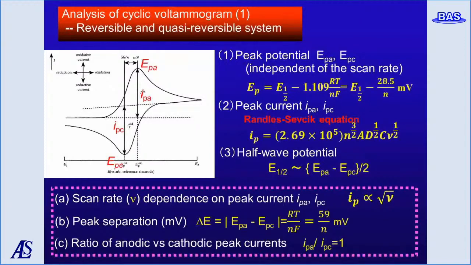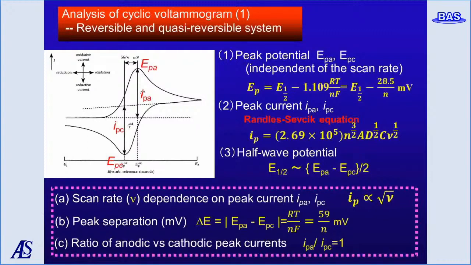Peak current is obtained from the Randles-Sevcik equation, which is proportional to the square root of the scan rate. Therefore, the plot of the peak current versus the square root of the scan rate should be a straight line for reversible systems. Further, the peak-to-peak separation is 59 mV divided by the number of electrons transferred. The ratio of anodic peak current to cathodic peak current is nearly 1.